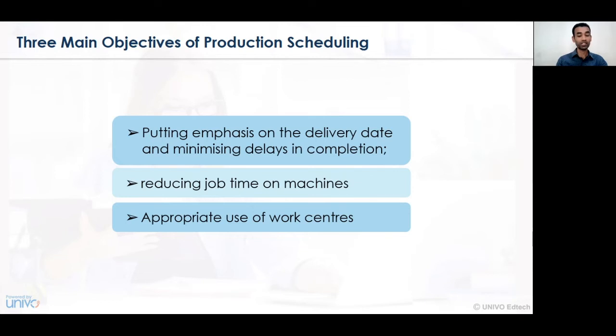Appropriate use of the work centers. Once the work centers in the organization are identified with respect to cost, allocation of resources, and availability of people or labor, all the resources need to be applied in an effective way, and accordingly control on work centers is essentially required.